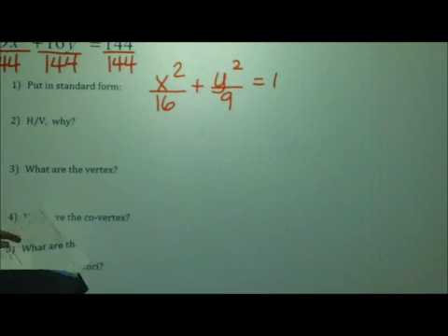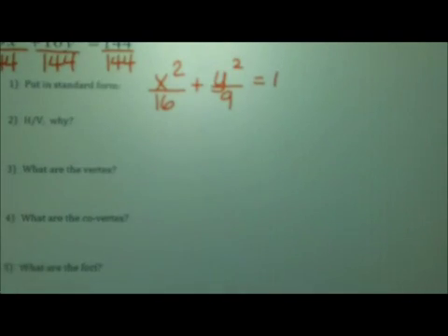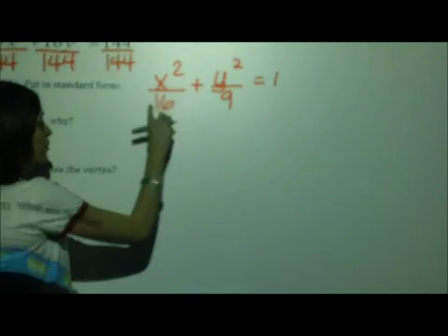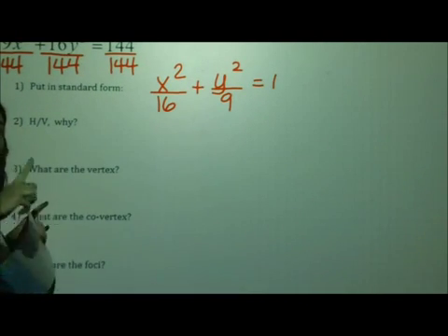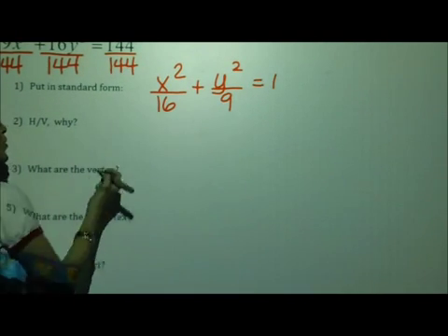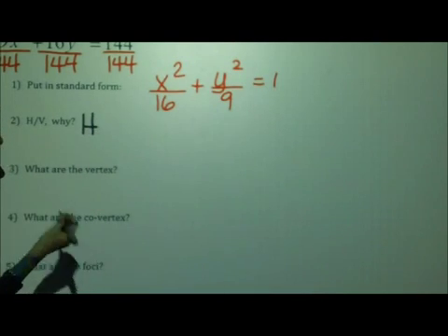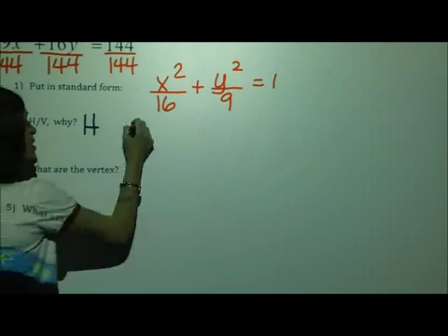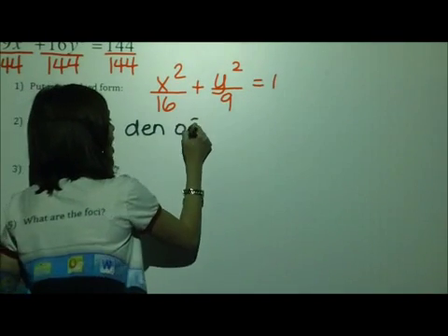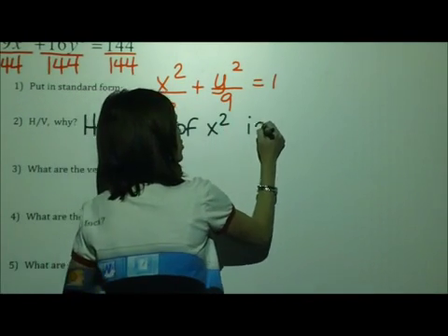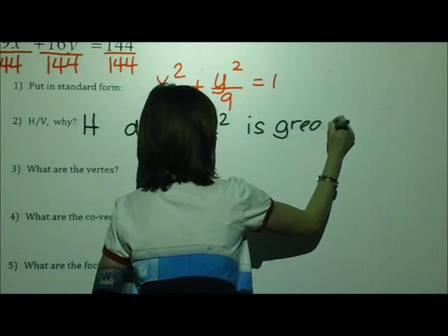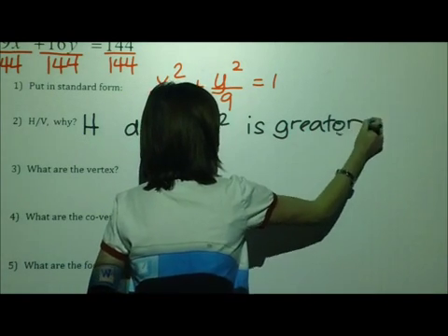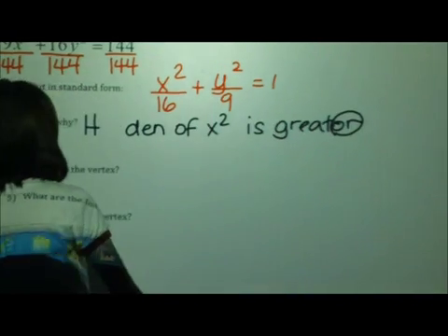All right, so then we're going to identify whether it is horizontal or vertical. So I look at where my a is. A is always my larger one, and my a squared is under my x squared, okay? So that means along the x-axis, so it's going to be horizontal. And again, I want you to write this every time so that you understand it, because the denominator of x squared is greater.